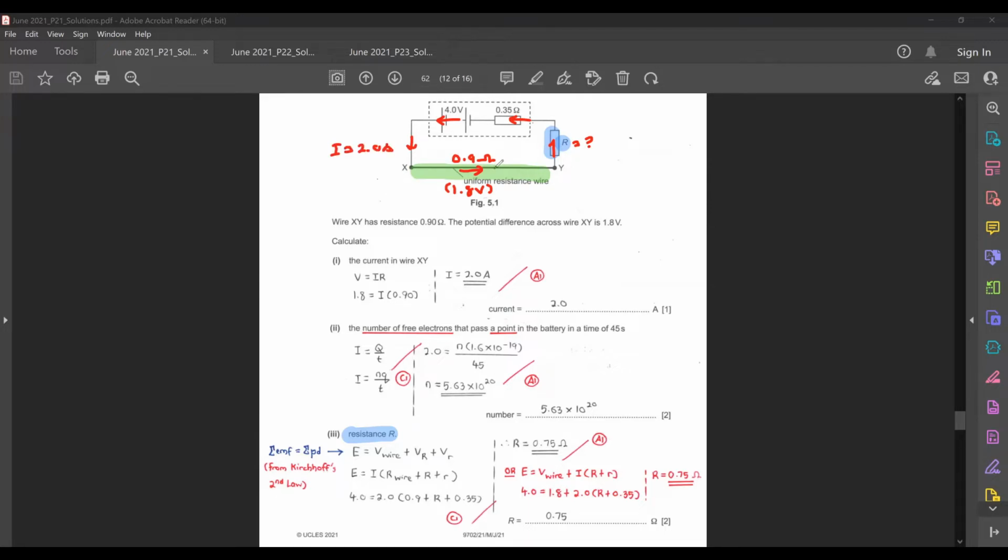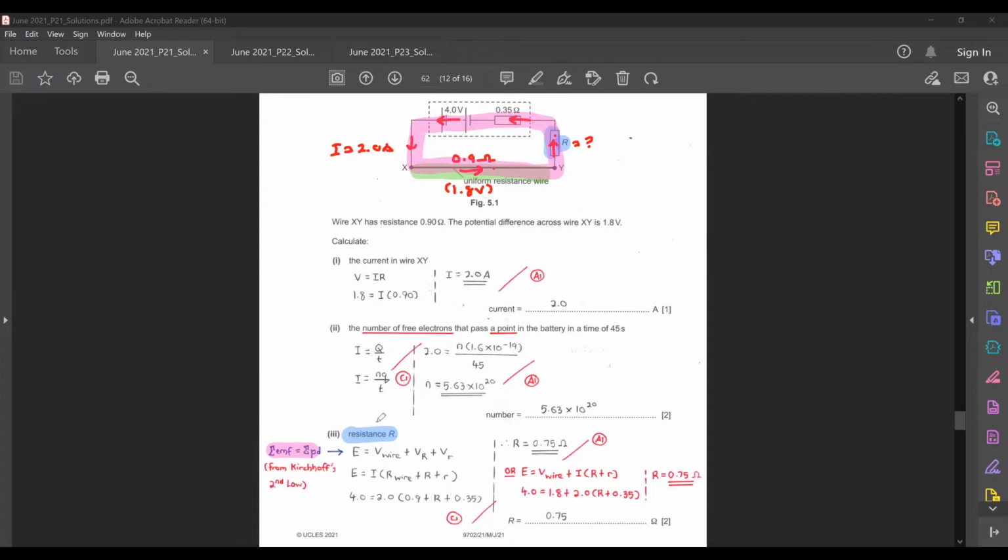So if it's 2.0 amps through your uniform resistance wire, it will also be 2.0 amps through resistance R here. Okay. So to find out the value of R, you can actually make use of Kirchhoff's second law first, where they say sum of EMF is equal to sum of PD. You apply Kirchhoff's second law for this loop here.